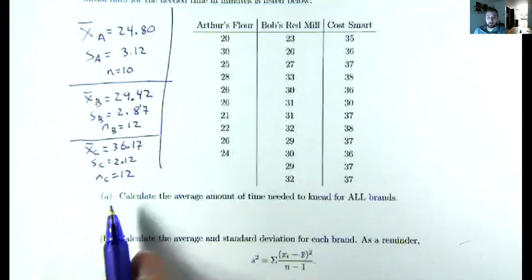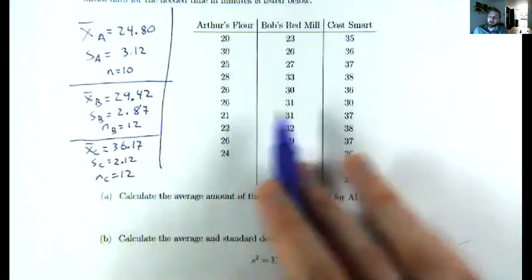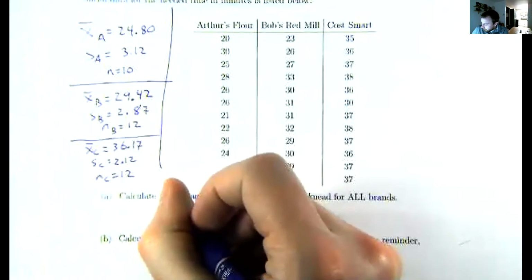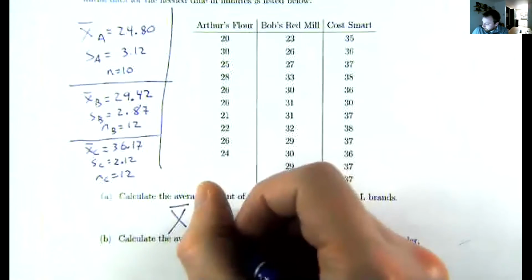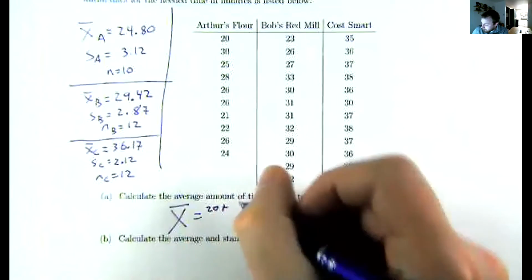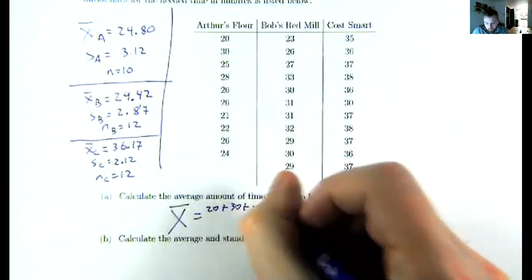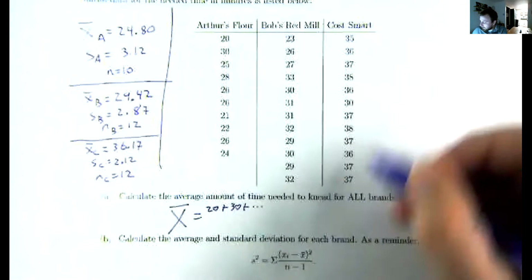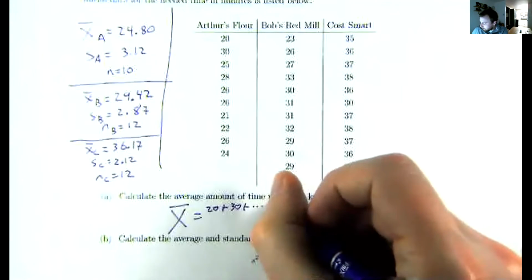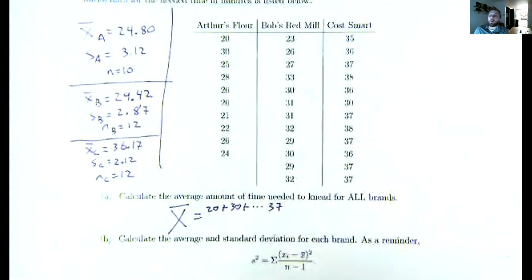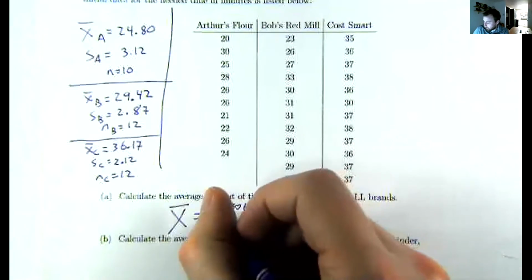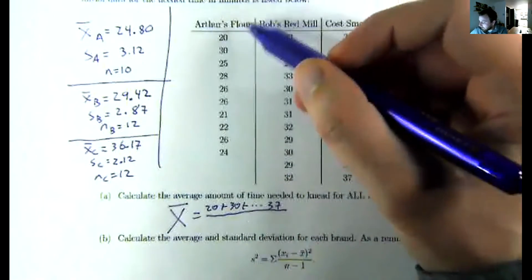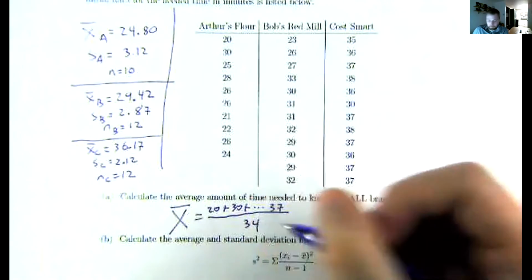I'm going to calculate another average to kind of compare it to this. I'm just wondering in general how much time it took me to knead bread. So I'm going to make this a capital X bar representing all of the bread here. I'm going to start at 20 plus 30 plus all the way up to the last value in my list here, which is 37, treating this as one mondo list instead of 3 mini lists. If I do that, counting out my values, it looks like I have 34 numbers.